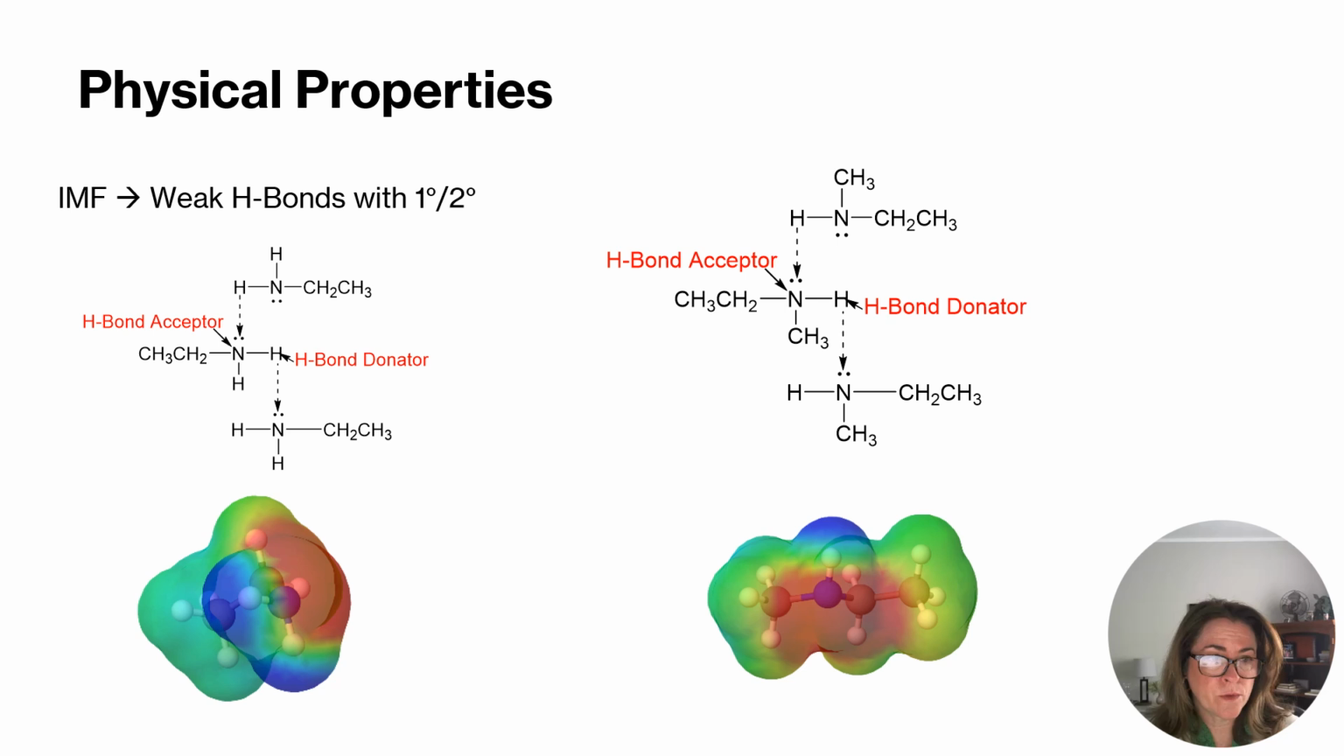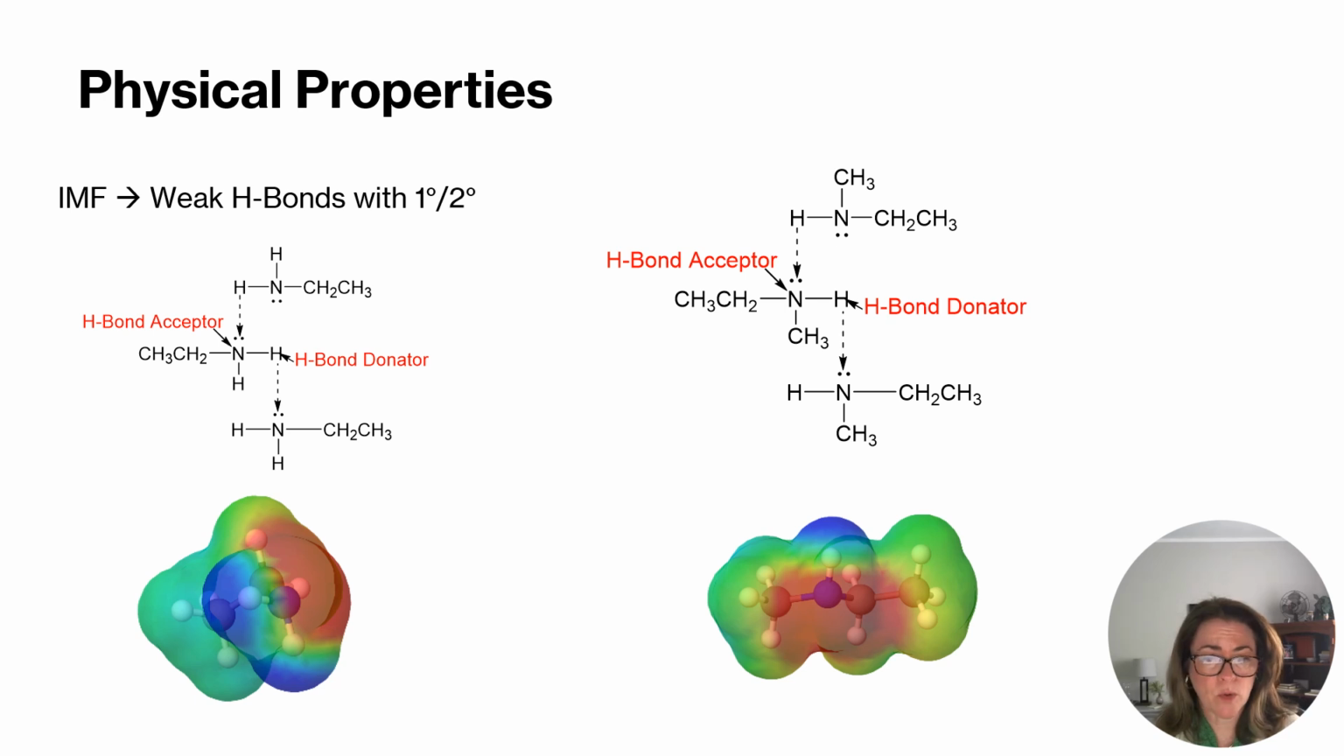So for both the primary and the secondary, both of them have a hydrogen bonded to the nitrogen, which allows them to experience hydrogen bonding. And again, that lone pair on the nitrogen is going to be your hydrogen bond acceptor. Your hydrogen is your hydrogen bond donor.